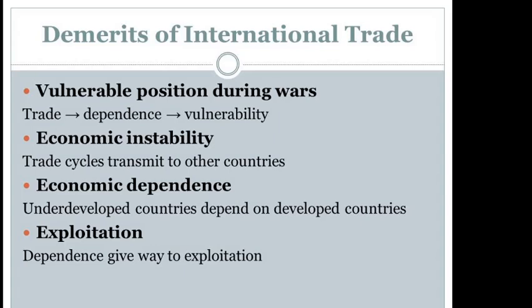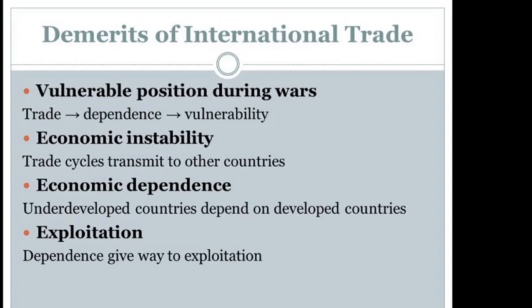During a war, international trade is adversely affected. It becomes difficult for these countries to get the supply of these essential commodities. So, the demerit is that during wars, the countries which are importing the essential commodities may face an adverse situation. They face some difficulty in getting the supply of these essential commodities, thus making the situation worse. So, vulnerable position during wars.